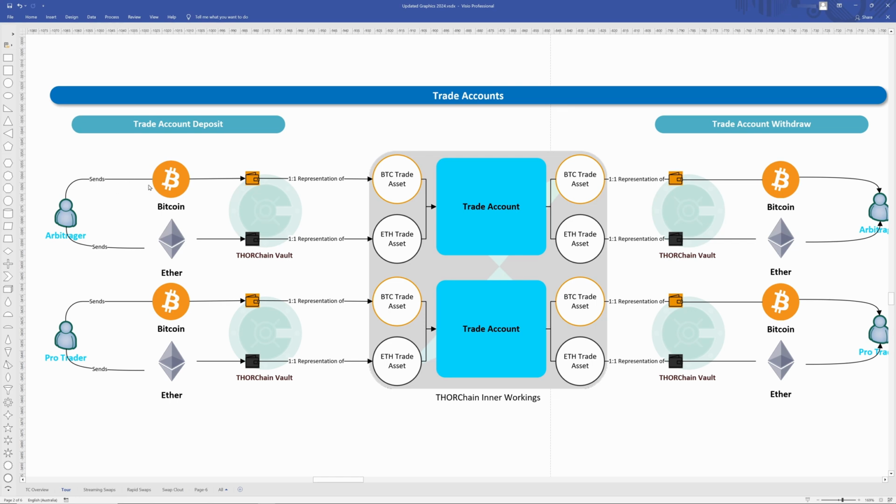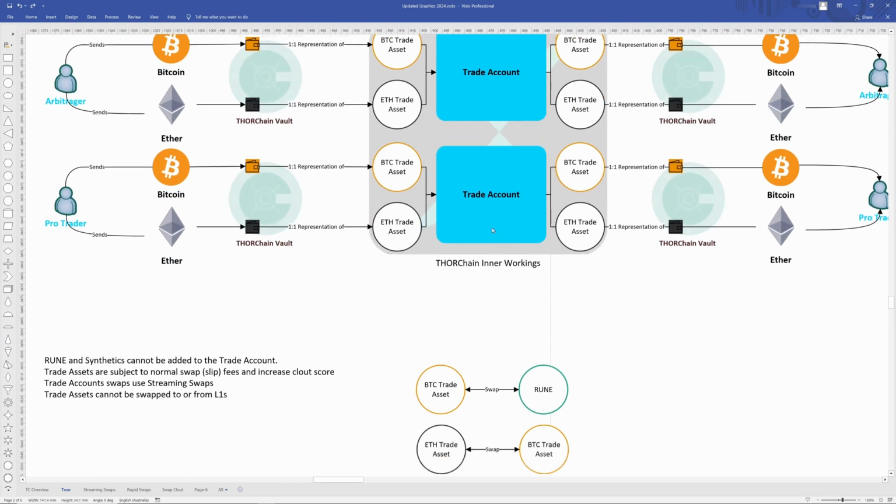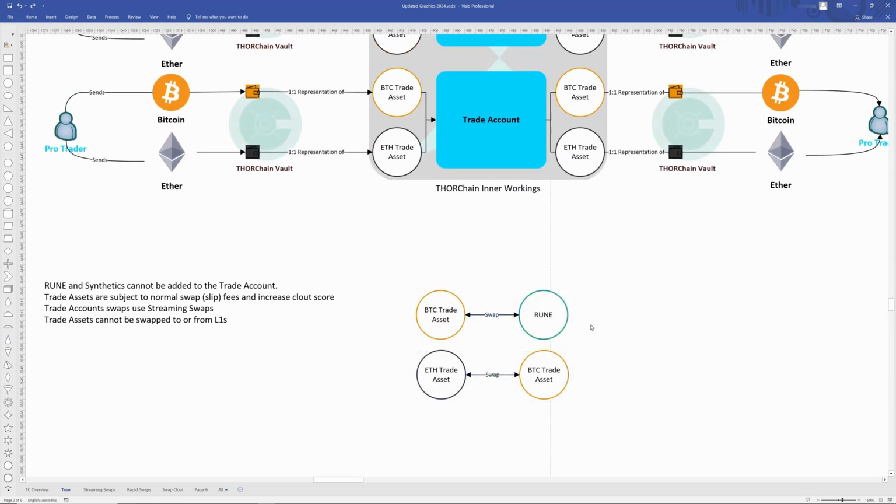It's simply you're getting your L1 asset swapped to a trade asset, doing whatever trading you want, and then you request a withdrawal of the trade asset, and then that is converted back to your L1 asset, back to your wallet. And once you have those trade assets, you're free to trade with them like you would any other asset, except it's going to be more capital efficient and cost you less than it would be if you were trading, obviously, with L1s, as well as trading with synthetics.